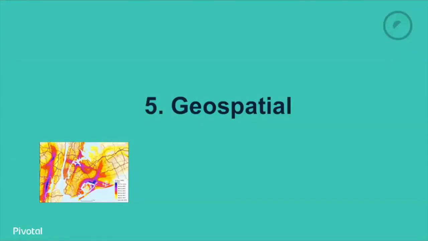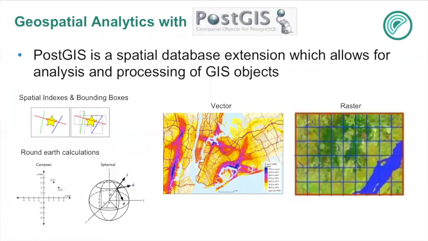Before I hand it over to Bharath, the last topic I'll cover is geospatial. And there's a wide range of use cases in the physical world, from scales like circuit boards to autonomous vehicles to global transportation. PostGIS is a spatial database extension which allows for analysis and processing of GIS objects. So PostGIS allows you to represent these objects in a relational database and to query them very, very efficiently.